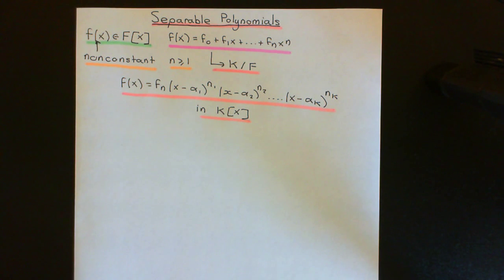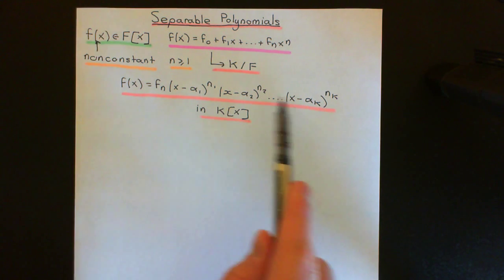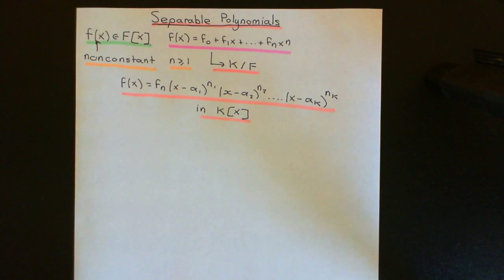All of the roots are simple roots, i.e. their multiplicities are 1. They only appear once. Okay, so all of the linear factors in this factorization into linear factors in the ring of polynomials over the splitting field are distinct. Okay, that's the definition of a separable polynomial.